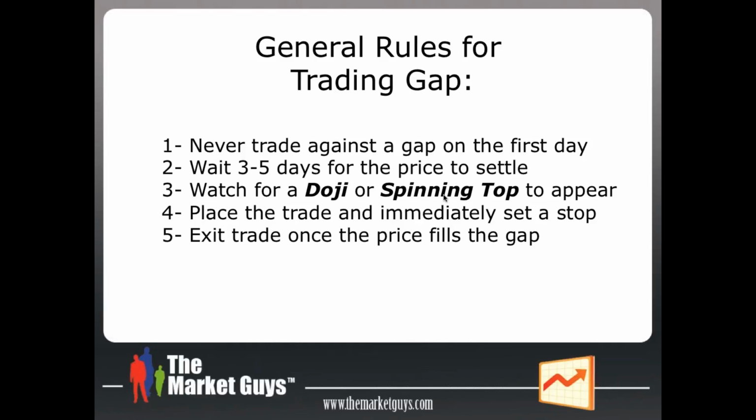Then you place the trade, but immediately set a stop loss. I know there are some differences in the way stops are handled in Canada, but you could use price alerts all the same. In other words, you're placing the trade, but understanding that there's a 20% chance you could be wrong. Remember the 80-20 rule for gap trading. So there's a 20% chance you could be wrong, and you have to protect against that. And once the price fills the gap, you just get out of the trade. That's really as simple as it gets.